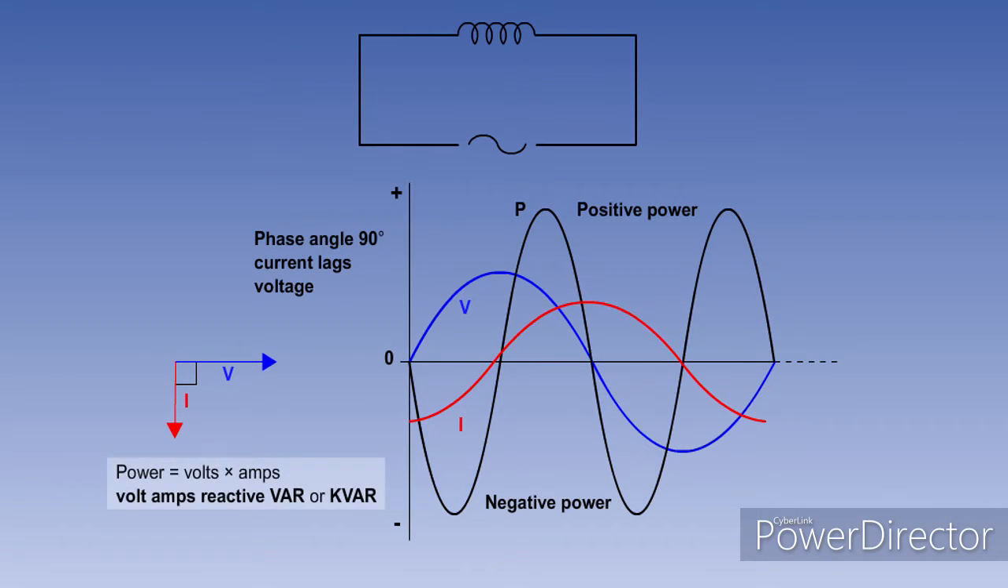Power produced in this way is called reactive power, and is the product of a voltage and current which are 90 degrees out of phase. The units of reactive power are volt-amps reactive, or, for higher amounts, kilovolt-amps reactive. In a circuit that contains only inductance, the positive and negative portions of power cancel each other out, and the true power is zero.